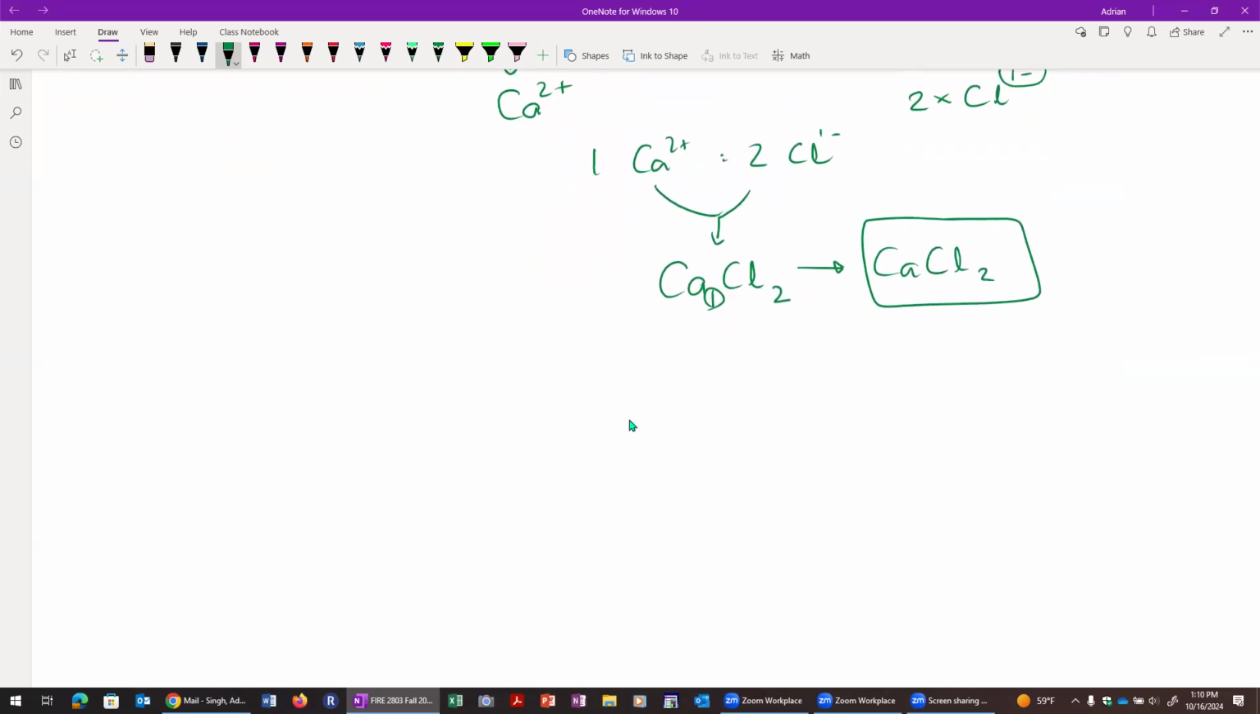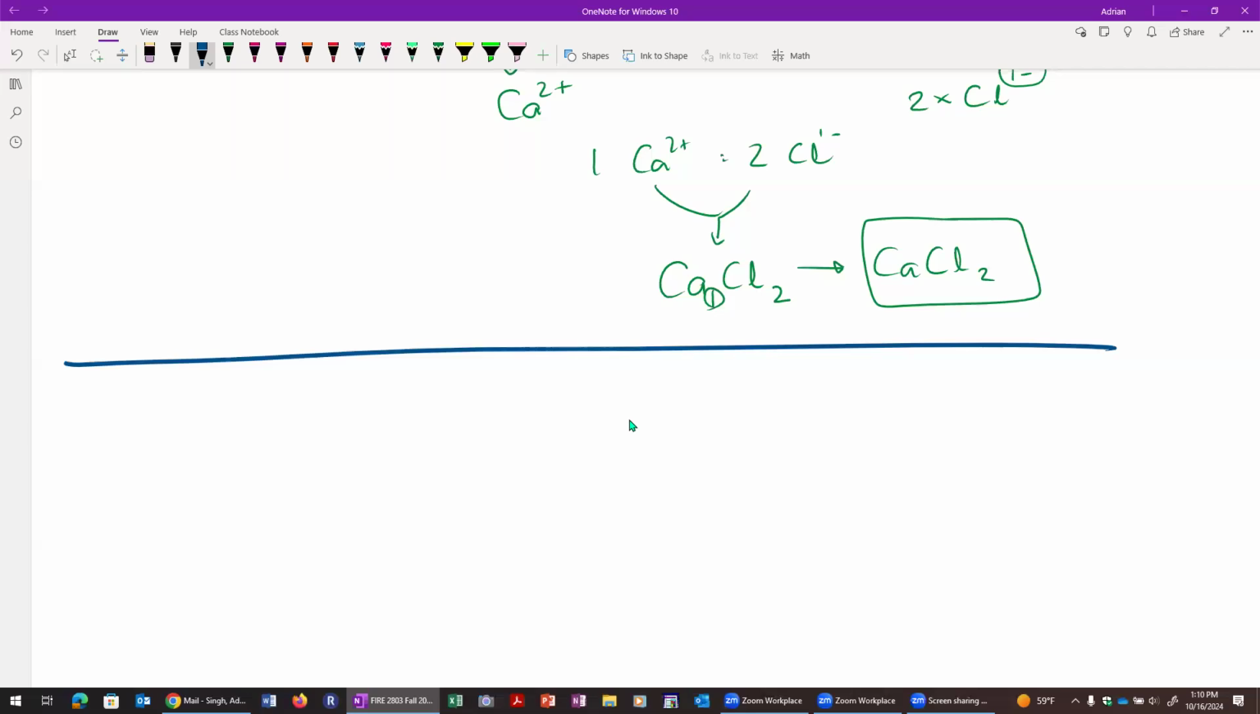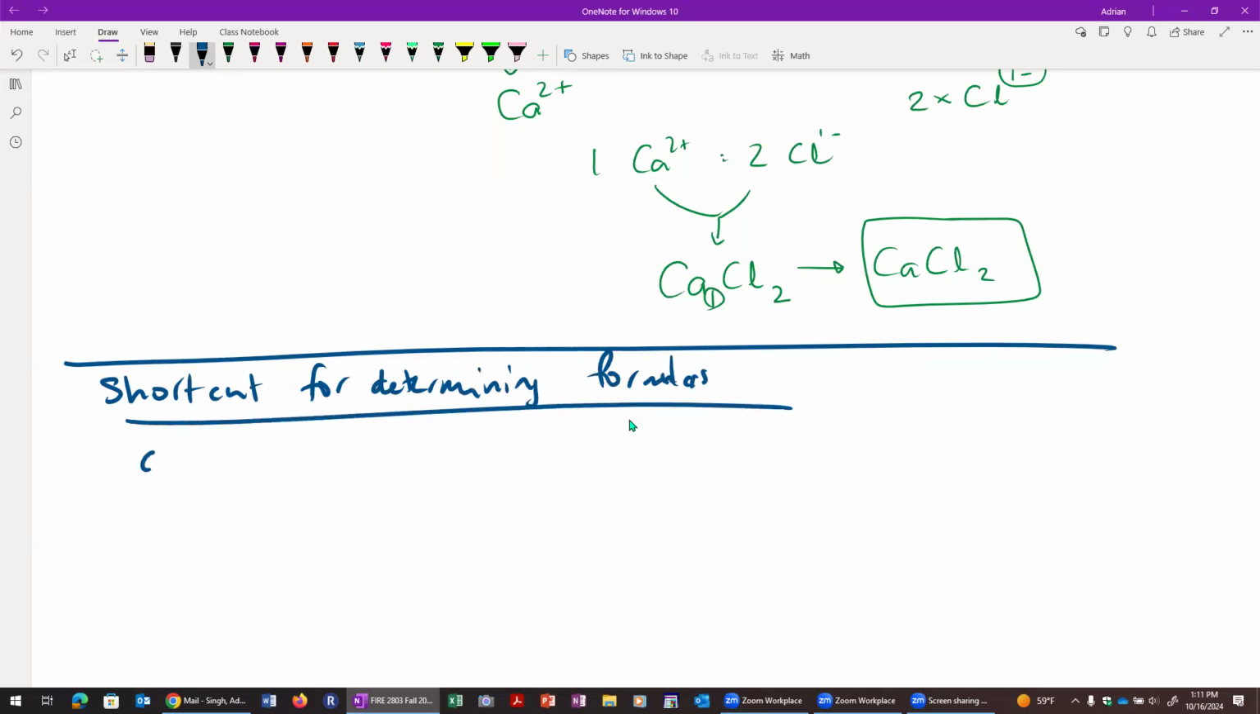Now, let's take a look at a little shortcut we can use to help us figure out these formulas. So, a shortcut for determining these formulas. And this is sometimes called the crisscross, or the cross charge method.